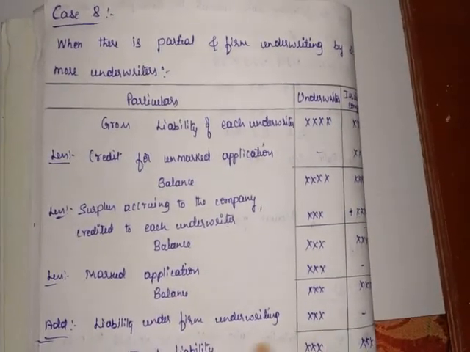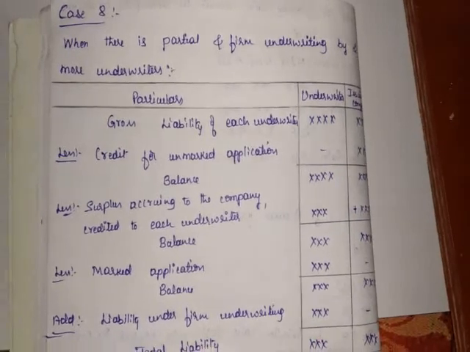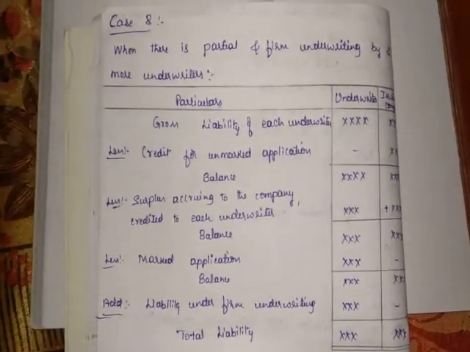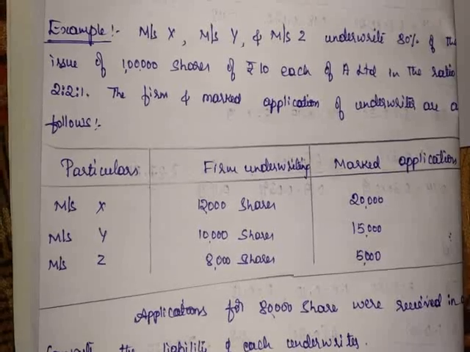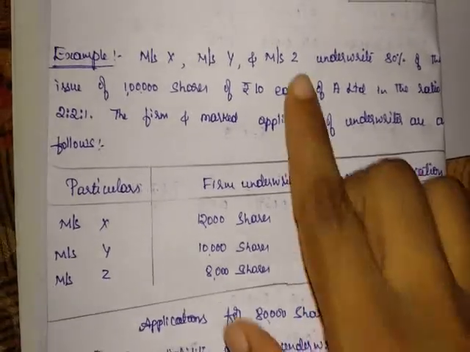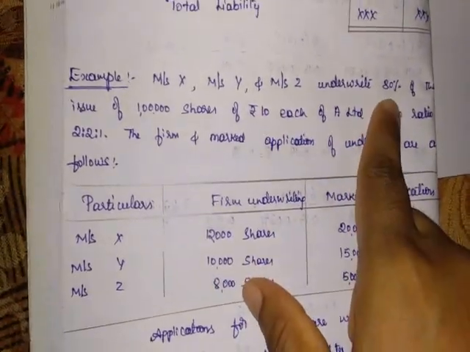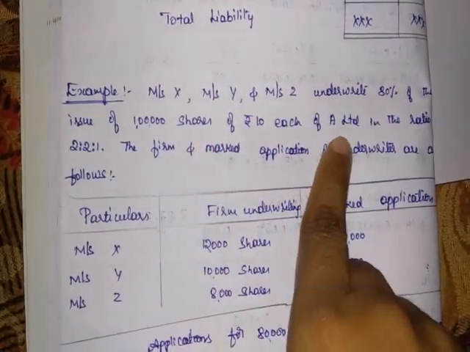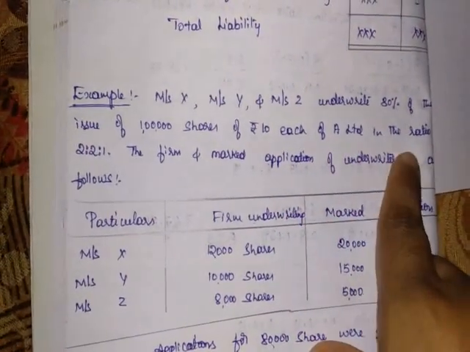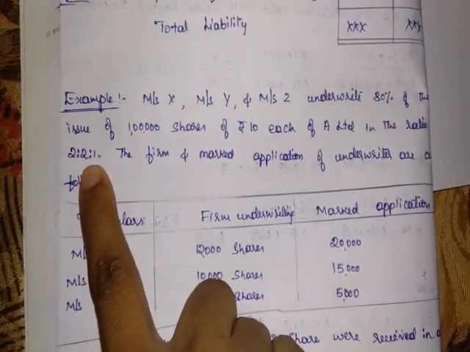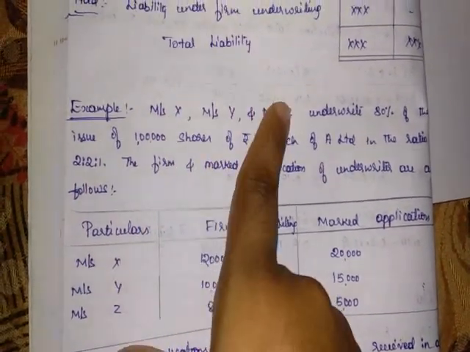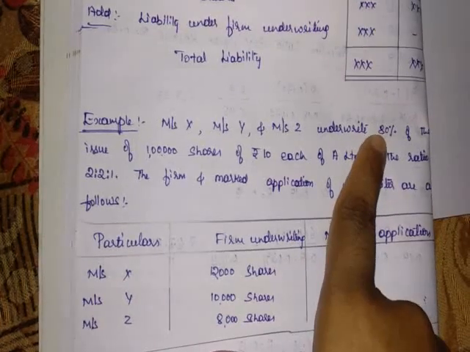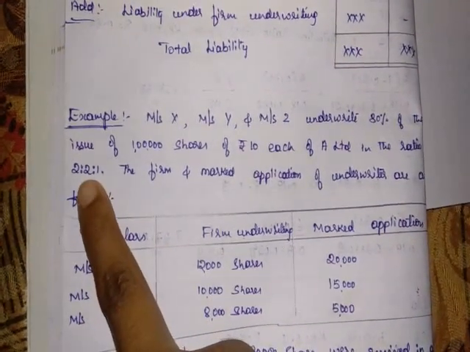Less marked application, less liability under firm underwriting. We'll see with an example. Messrs. X, Y and Z underwrite 80% of the issue, that means part of the issue. Total shares is 1 lakh shares of A Limited, in the ratio of 2:2:1. So these three underwriters underwrite 80% of the issue in the ratio of 2:2:1.